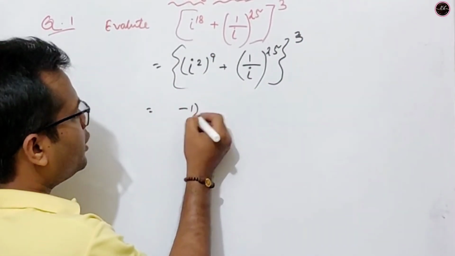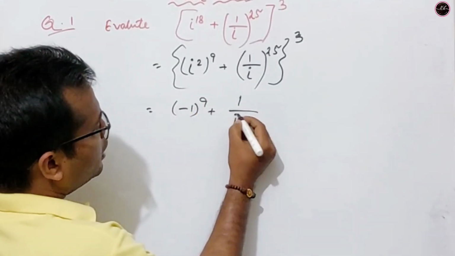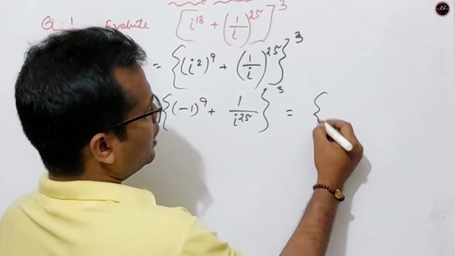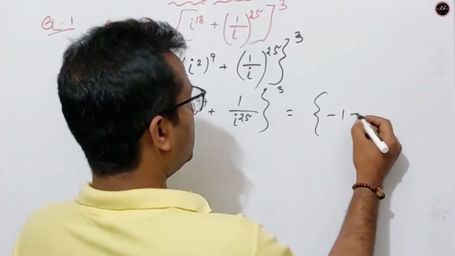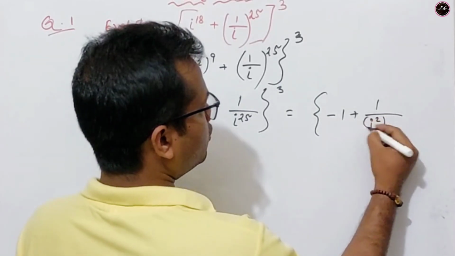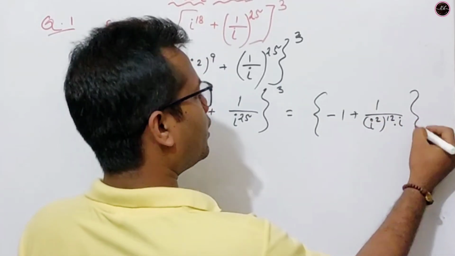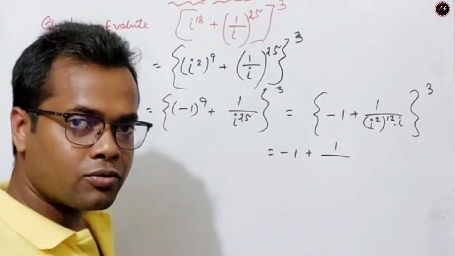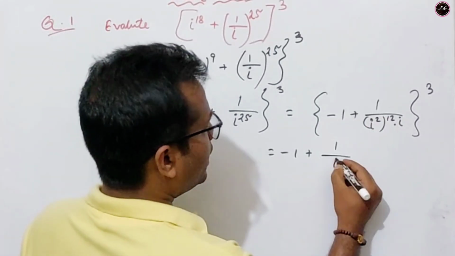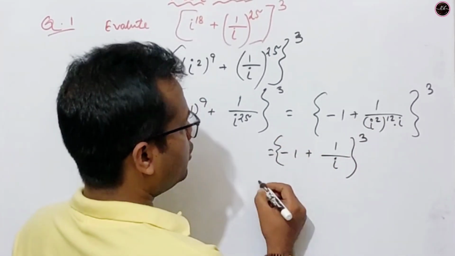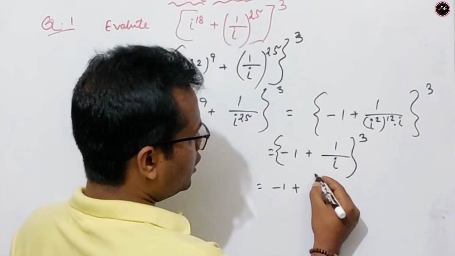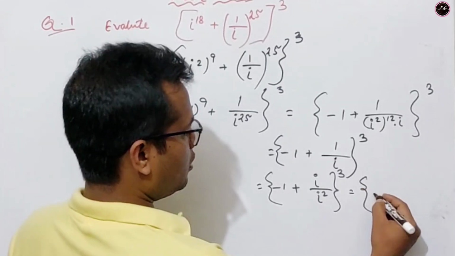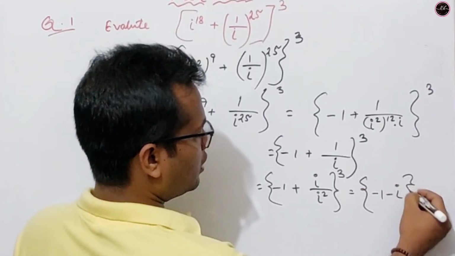I square equal to minus 1 to the power 9 plus 1 by I to the power 25, whole cube. Therefore we have here minus 1 and here 1 by I to the power 25 means I square to the power 12 into I whole cube. Therefore we have minus 1 plus 1 by I square means minus 1 to the power 12 equal to 1. That means this is I whole cube. So minus 1, just rationalize this, we have I divided by I square cube. So we have minus 1 minus of I whole cube.